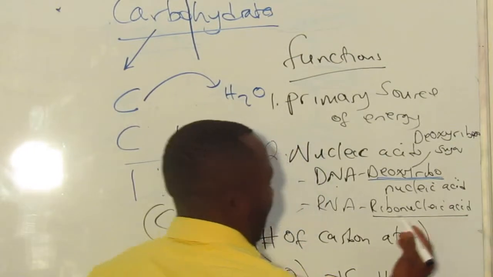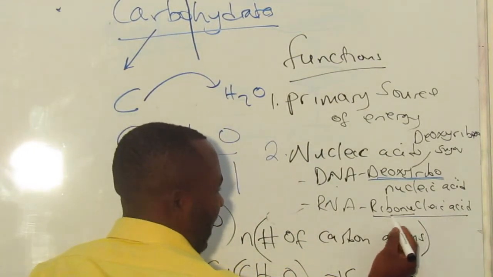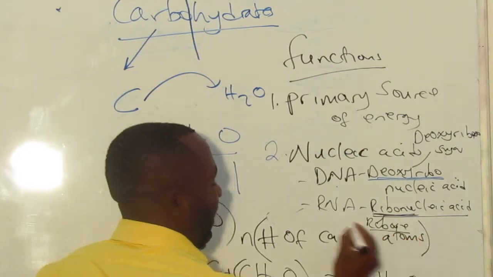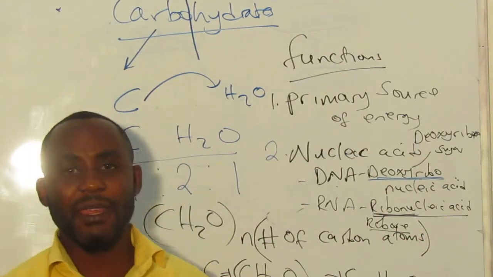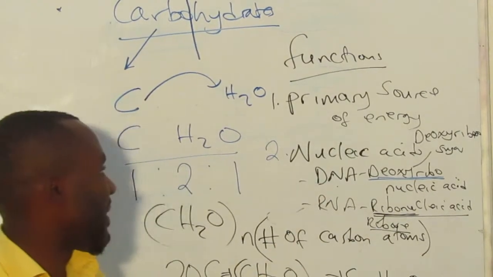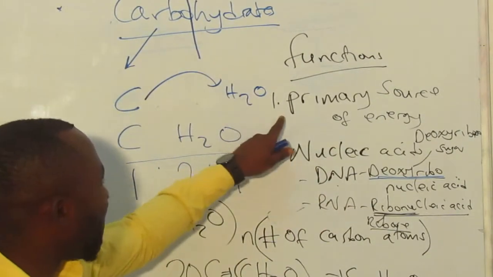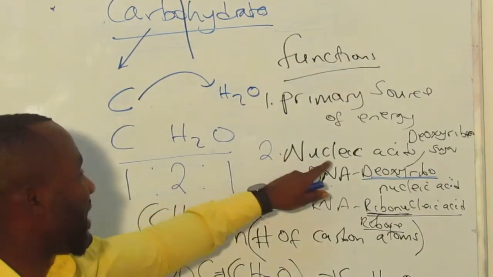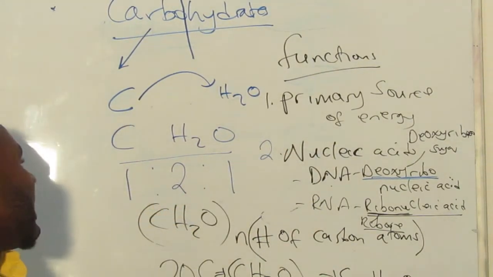Ribonucleic acid, if you get this word ribo, because we use a ribose sugar to make RNA. That's why we name it ribonucleic acids. So this is the primary source of energy. They are used to make nucleic acids, DNA, and RNA.